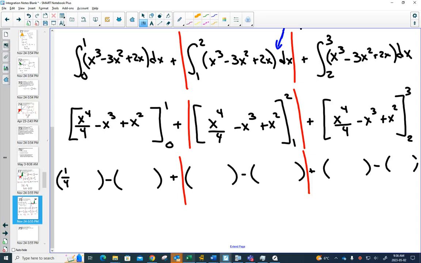So I'm going to have 1/4 minus 1 plus 1. And can you see that that means that I'm going to have 1/4 there? Because those ones would be the same. Let's do 2. Then plug in 2 here. You're going to have 16 over 4 minus 8 plus 4, which is wonderfully 0. We have 0 there. And plug in 3.